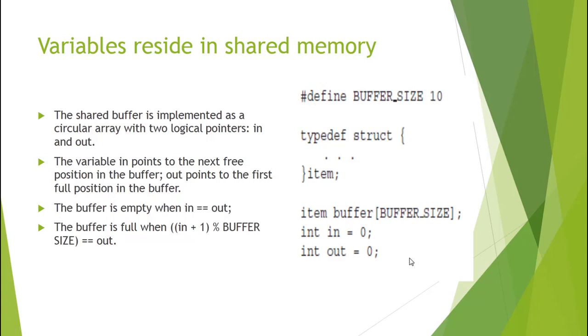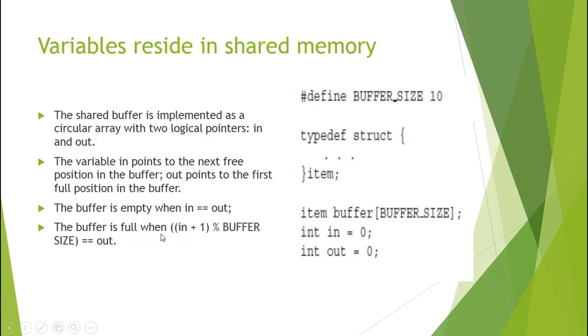Here we have seen three conditions previously for the producer and consumer problem. Condition 1 is that the producer has to produce only if the buffer is not full. If the buffer is full, then the condition would be like this: in plus 1, that is the location where the producer wants to produce an item, the current location plus 1, modulo the buffer size, if it is equal to the out pointer's location, then you can say the buffer is full.